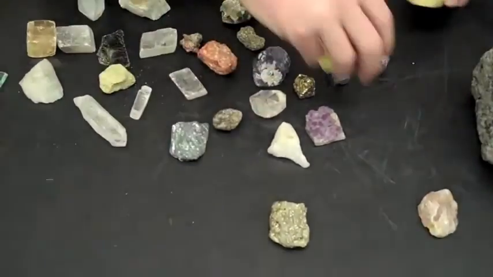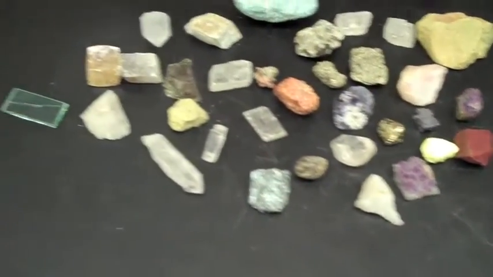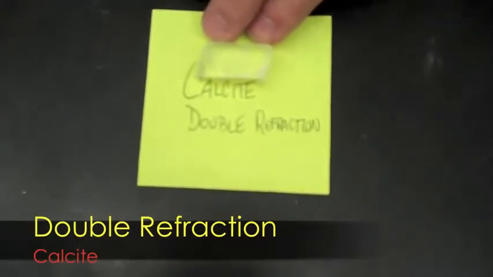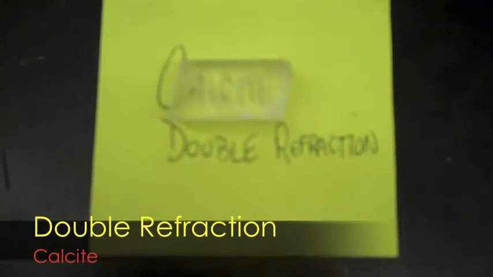Now, the last thing we want to talk about is some of the special properties. One of the special properties that minerals are going to have, calcite, for instance, has a property called double refraction. If I move this piece of calcite over top of the word calcite, you'll see that it'll actually double up. That's what we call double refraction.